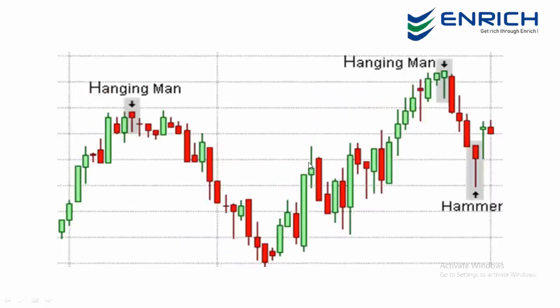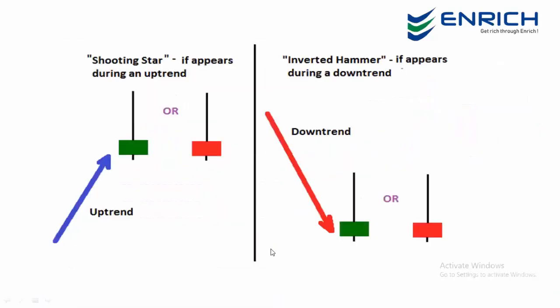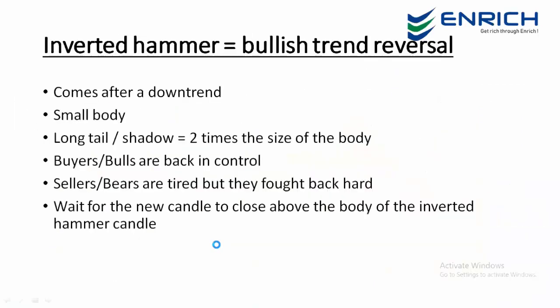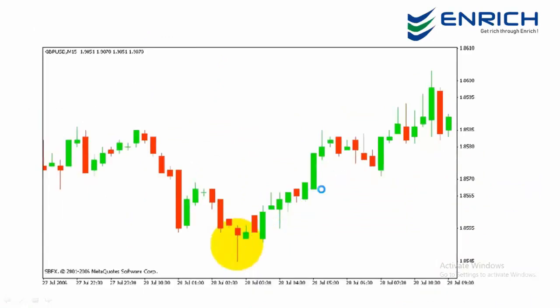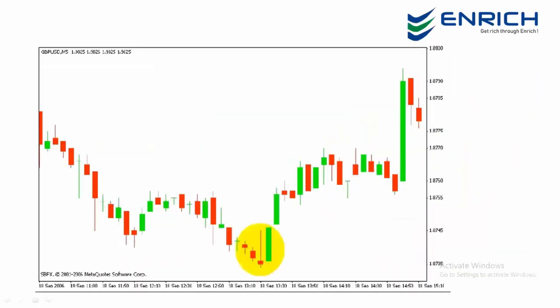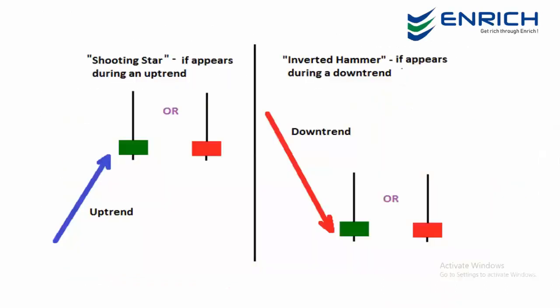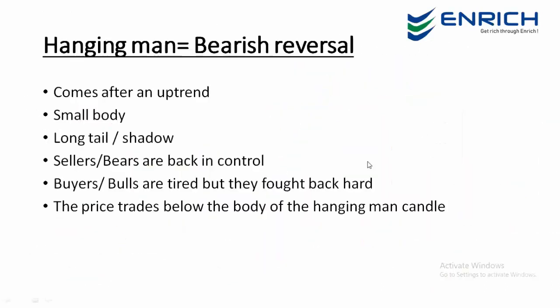Let me just rewind that for you. Look here. Uptrend, and you find a hanging man, and there's a bearish reversal, right? I want to see a hammer here again. A hammer, this is a hammer you see, but it comes after a downtrend and shows you a bullish reversal. So remember, a hammer comes after a downtrend, it shows a bullish reversal. A hanging man comes after an uptrend and it shows a bearish reversal. Okay, I hope it's clear for you.